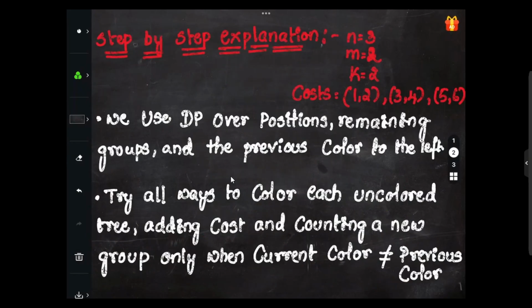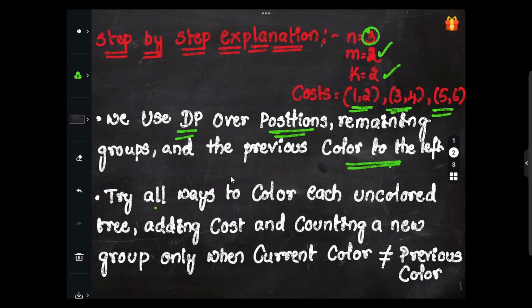So let's go with the step-by-step explanation part. N we have 3, m we have 2, and k we have 2, and the cost they have mentioned 1 2 3 4 and 5 6, right? So we will be making use of the dp over the positions, the remaining groups, as well as the previous color to the left, right? So we will try all the ways to color each uncolored tree. So first we have to go with the contiguous color groups, with the minimum total paint cost, right? So that's what we need to do.